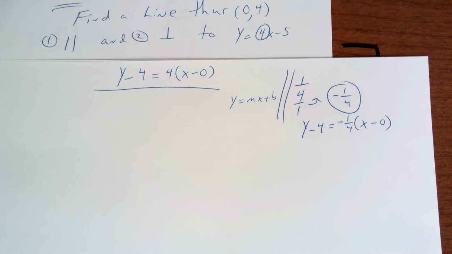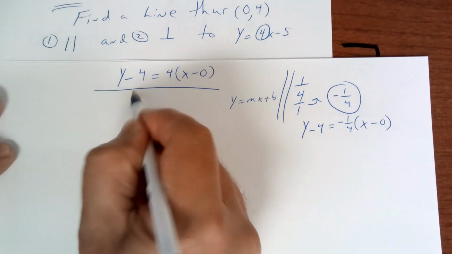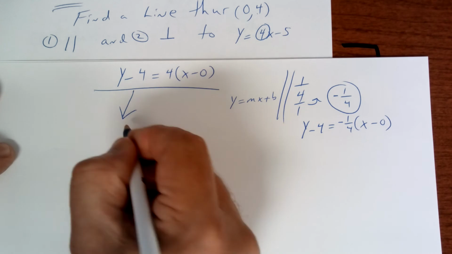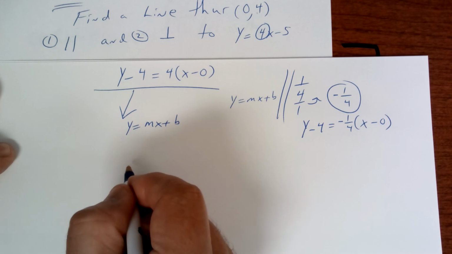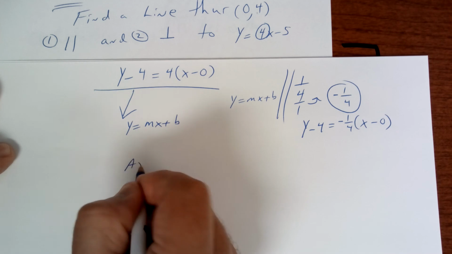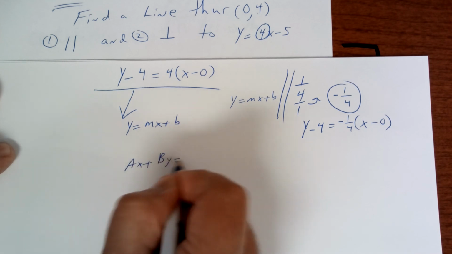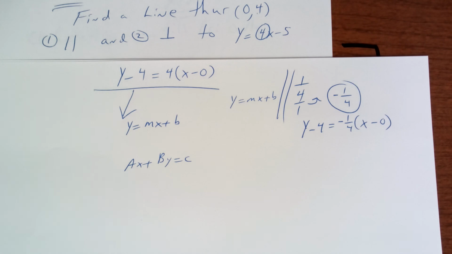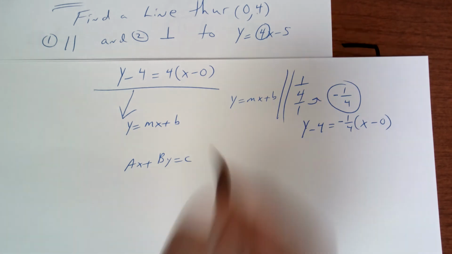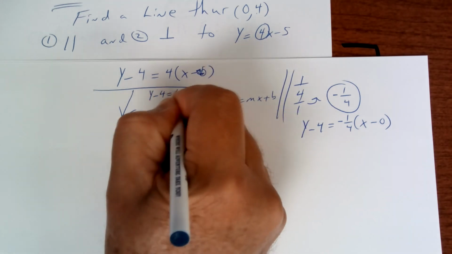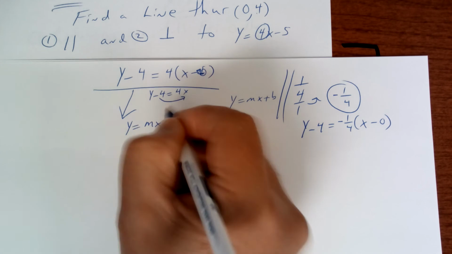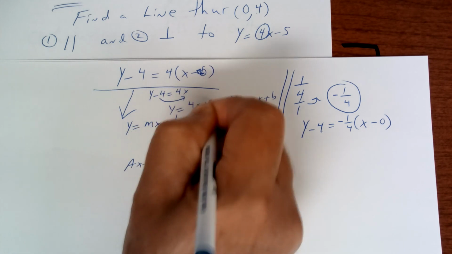All right, I want you to take this one and I want you to put it as y equals. And then I want you to put it as standard form. Okay, try and do that. Well, to get y by itself, the 0, you can just get rid of that. So it's going to be y minus 4 equals 4x. Move this to the other side and you get y equals 4x plus 4, and you're done.